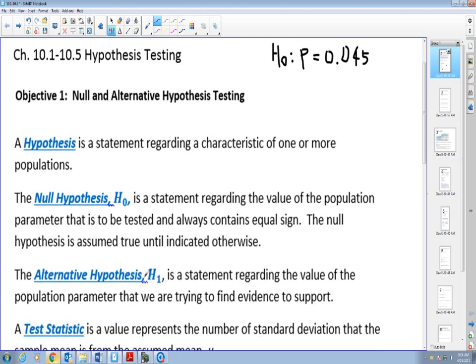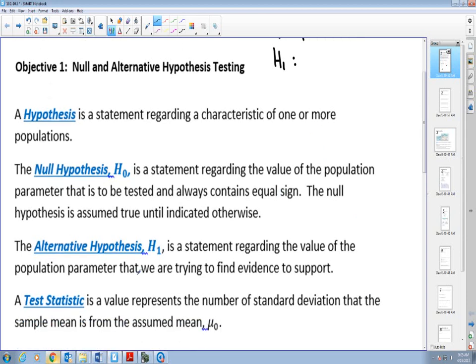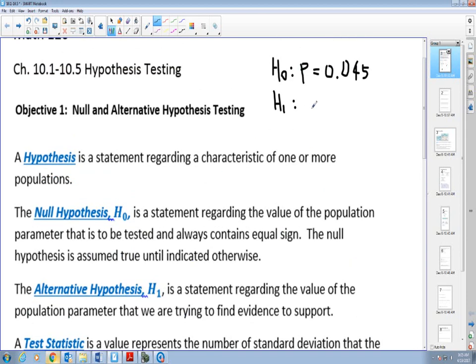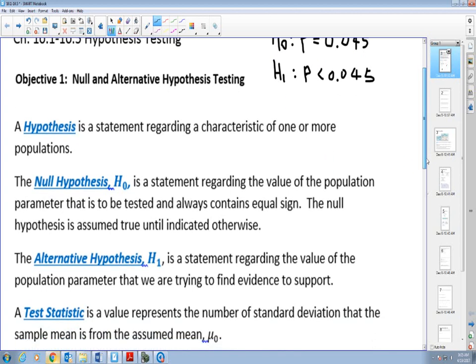The alternative hypothesis, H alternative, is a statement regarding the value of a population parameter that we are trying to find evidence to support. For example, if you believe the unemployment rate is less than 4.5%, then your alternative hypothesis is that population proportion P is less than 0.045. This is what we are trying to find evidence to support. The null is what the big government tells us, so that is them; the alternative is us. We are the ones trying to prove that maybe their number is not as accurate.